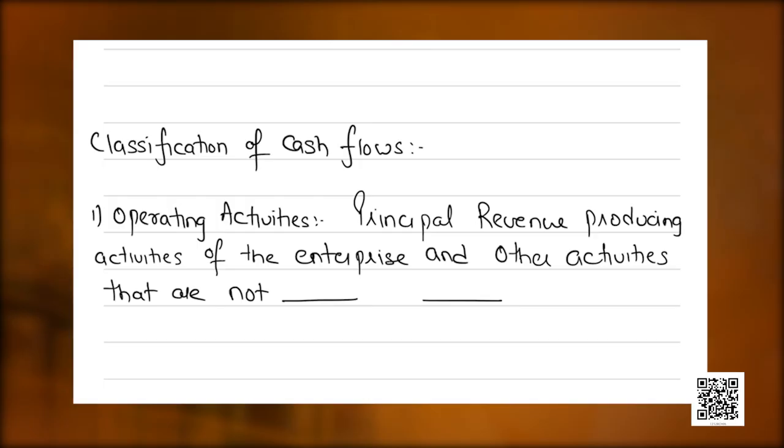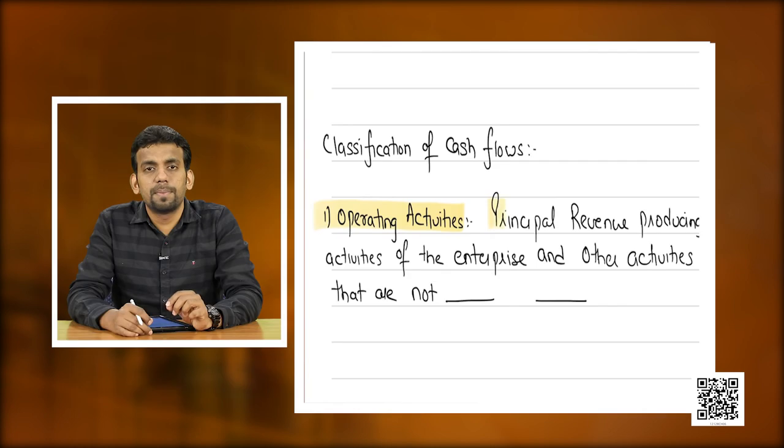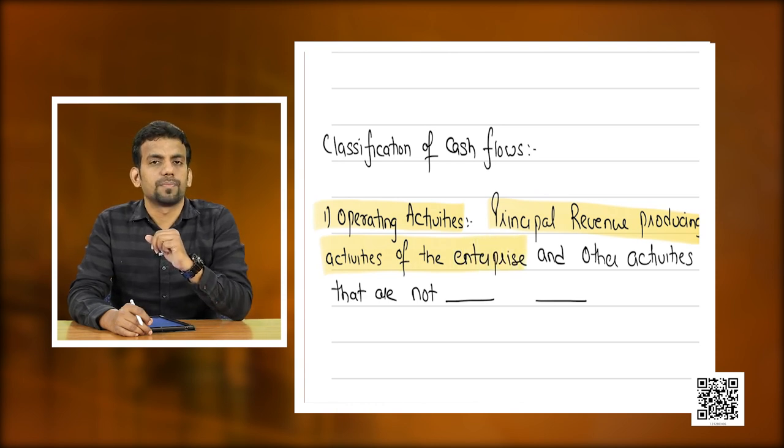The first thing which is covered in cash flow statement is cash flow from operating activities, principal revenue producing activities of the enterprise. The way the name is saying, operating items which are of business operations: buying goods, selling goods, paying rent, paying salary, receiving money by selling goods, etc. These could be the operating things of a business. And frankly, these are the only things because of which most of the cash comes in and goes out. And that is what is dealt in operating activities.